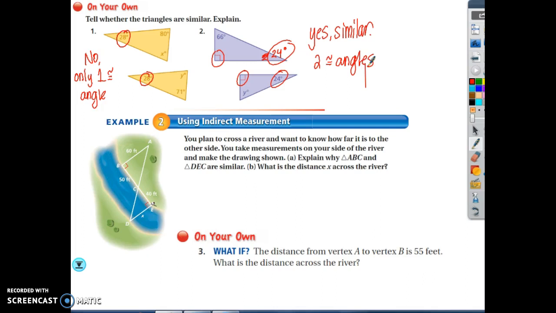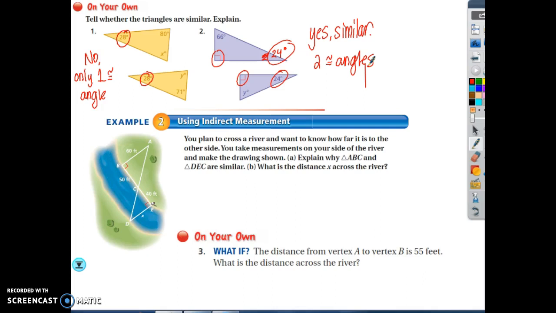In example 2, you plan to cross a river and want to know how far it is to the other side. You take a measurement on your side of the river and make the drawing shown. First, we're going to explain why triangle ABC and triangle DEC are similar. And then we're going to go ahead and find the distance x across the river.